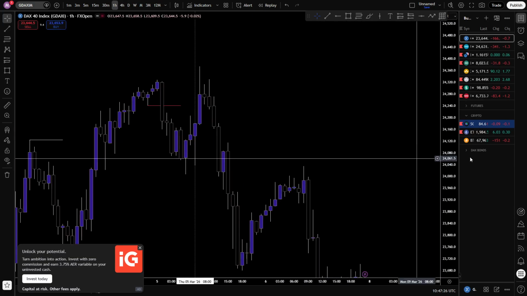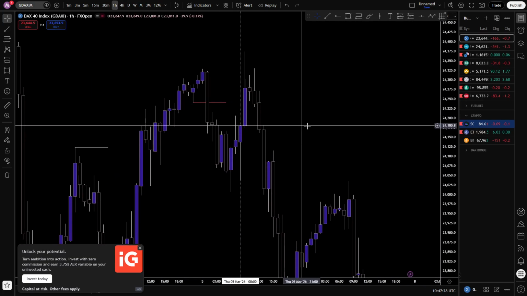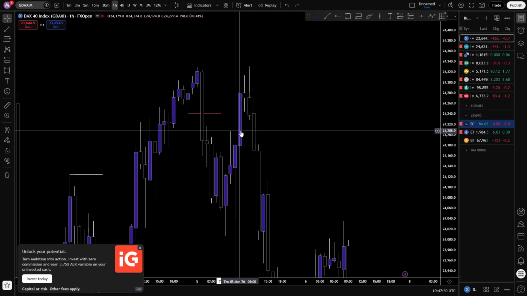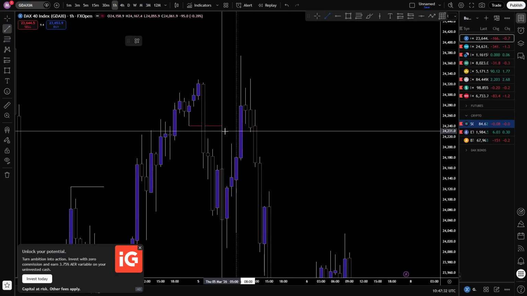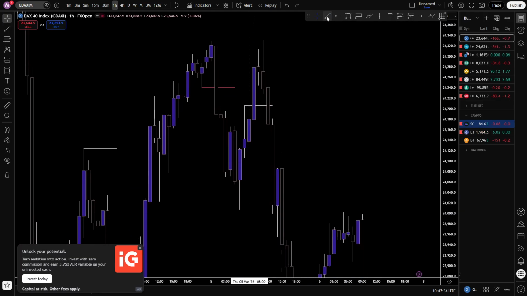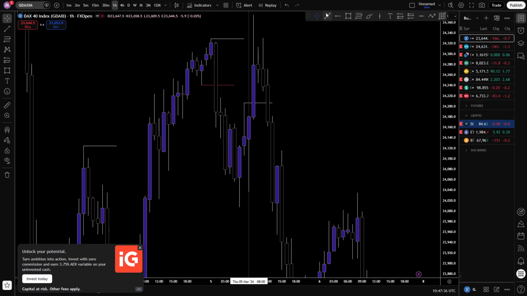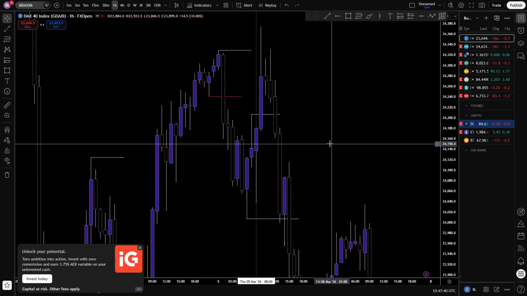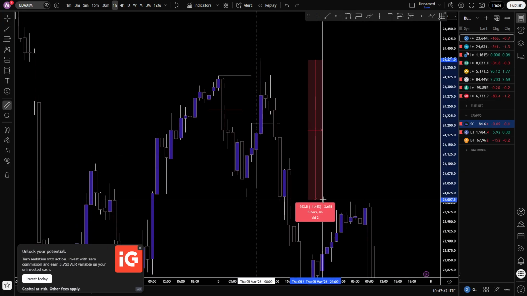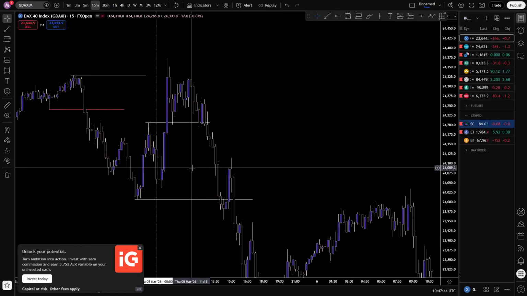So for that reason, I'd be mixed bias. Then you go into hourly, and hourly again has nearest break structures here, and then we also have a fake break structure right here as well. So we break above this high, and then straight away we sweep this high, and then we come straight for this low.